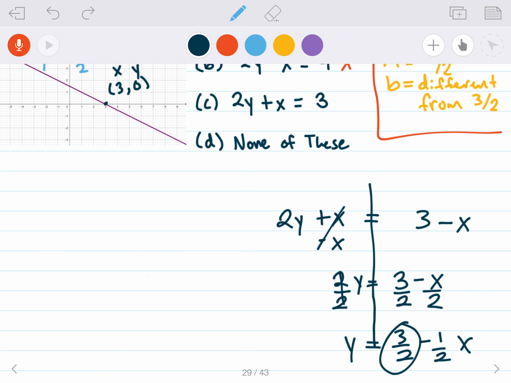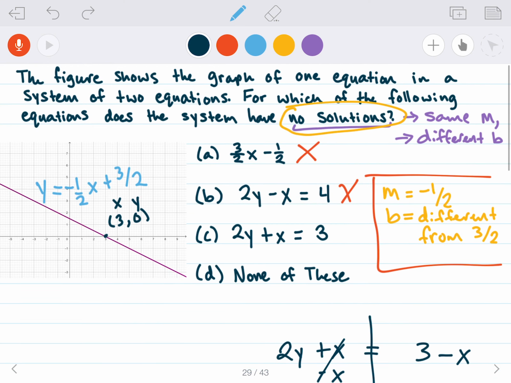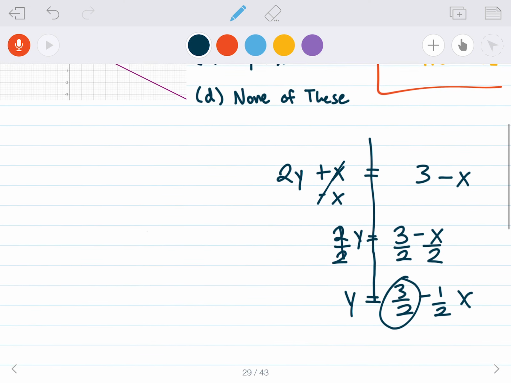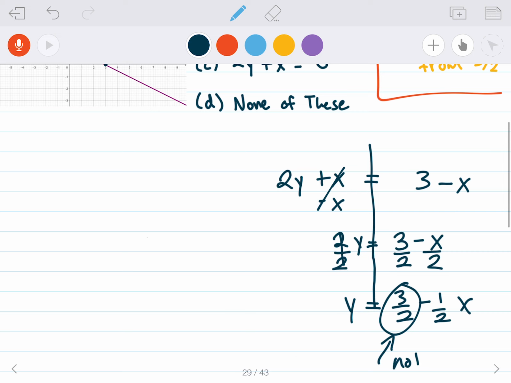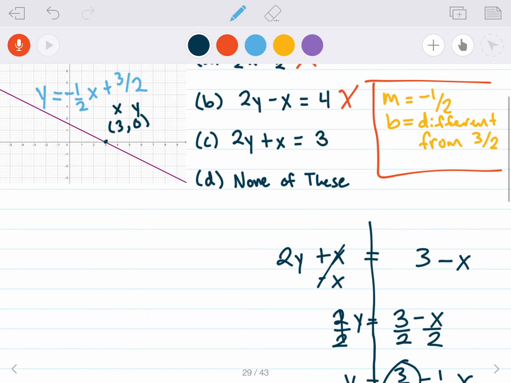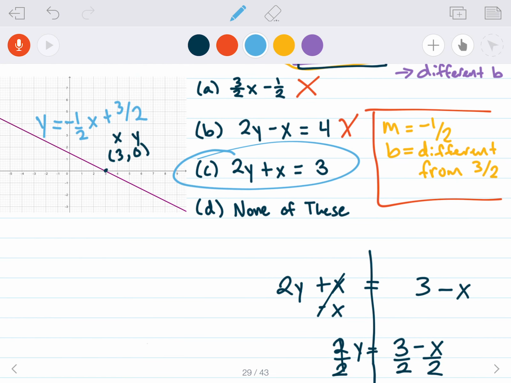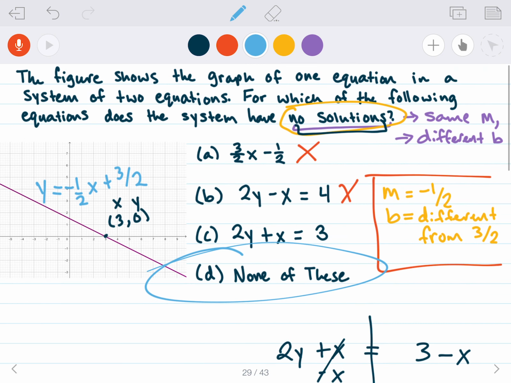But remember, if the question said instead infinitely many solutions, C would be the choice to pick because it would be the same line. But it says no solutions, so we want to make sure that this is different. So the answer here is going to be none of these. Oh, not C. None of these. So this is not correct either because they had the same slope and the same y-intercept, but we wanted a different one.